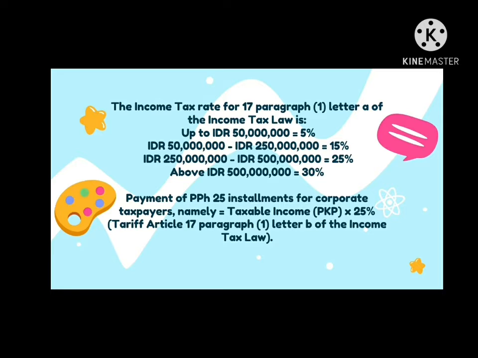The payment of income tax article 25 installment for corporate taxpayer namely is taxable income or PKP multiplied by 25% from the tariff article 17 paragraph 1 letter B of the income tax law.